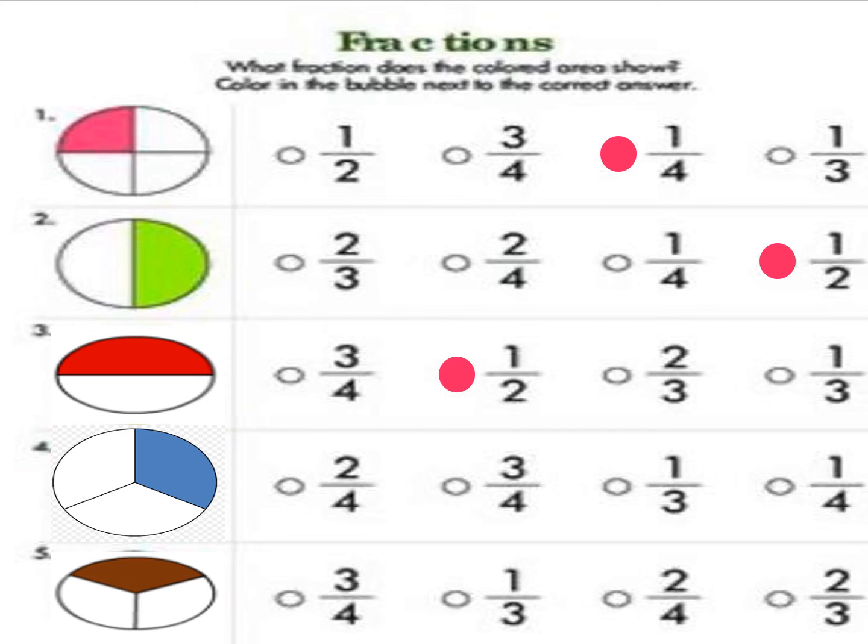1, 2, 3. I have the fourth one. 1, 2, 3. Circle divided into 3 and one part colored, so the total part 3 and the part colored 1, so 1 over 3, 1/3. The last one I have 1, 2, 3. The total part 3 and the part colored 1, so it will be 1 over 3, 1/3.